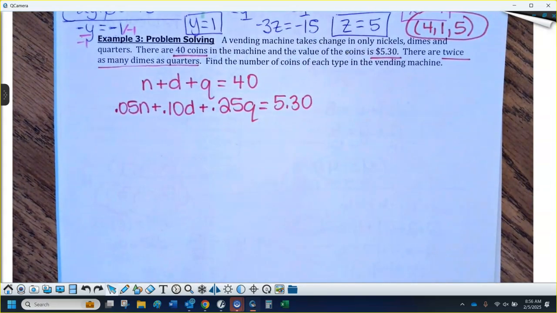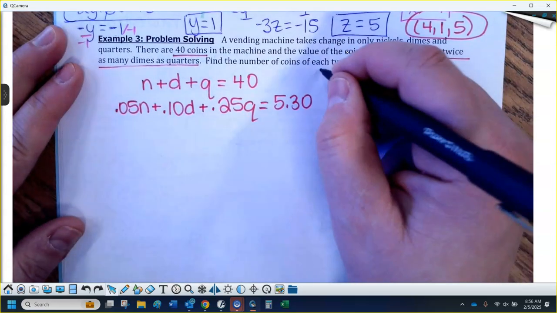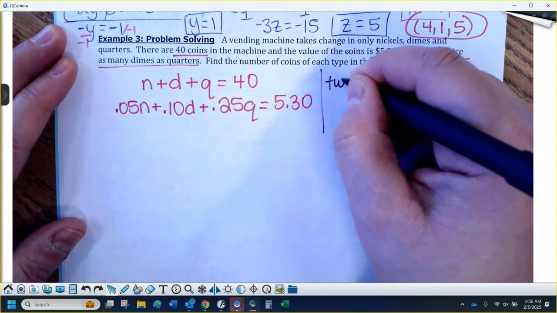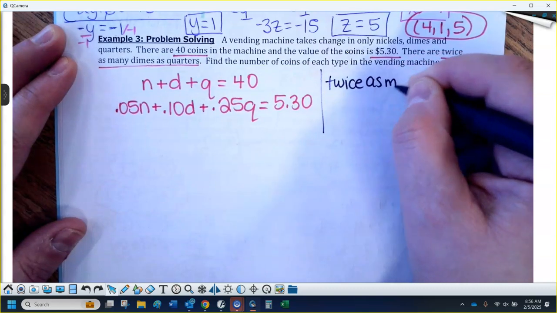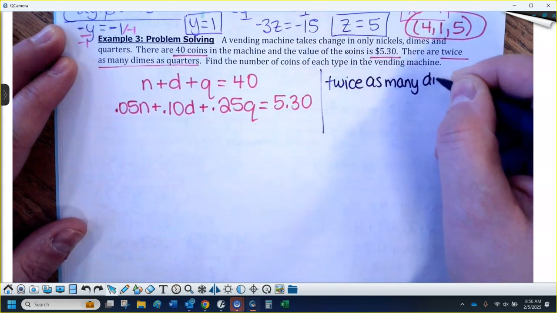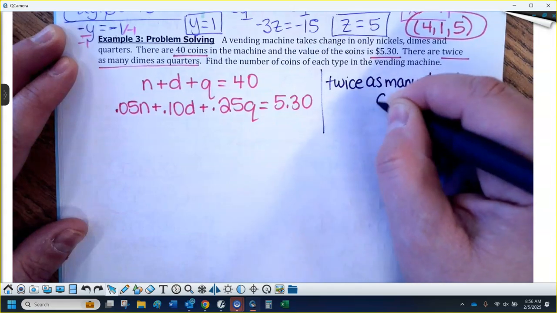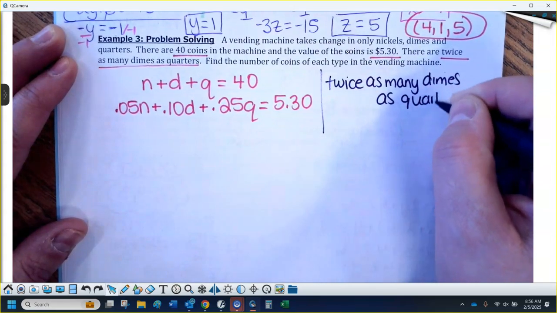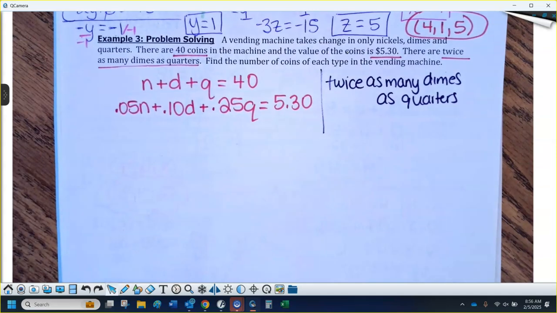Of course, you do not need to rewrite this. I'm going to do it really quick. So it says twice as many dimes as quarters. Okay, twice as many dimes as quarters. I'm just going to make something up. Let's say I have 10 quarters. How many dimes would you have? I have twice as many dimes as quarters. Let's say I had 10 quarters. How many dimes do I have? Okay, what did you multiply by 2?